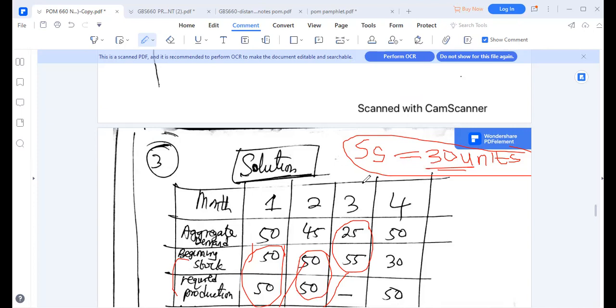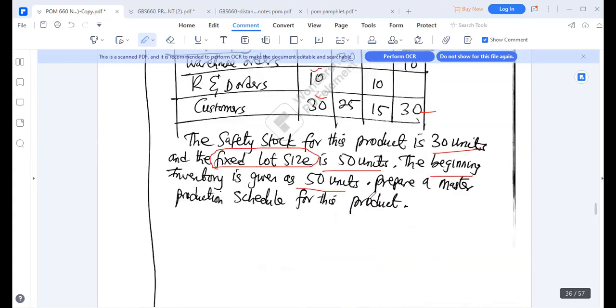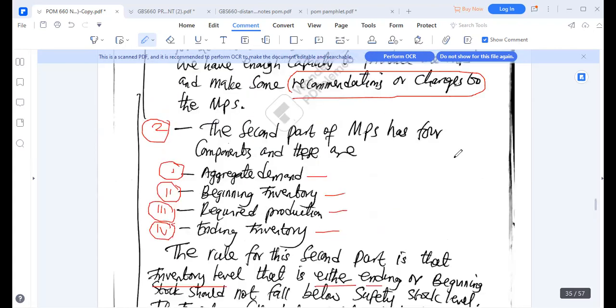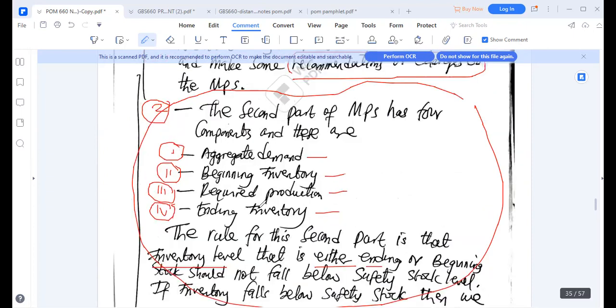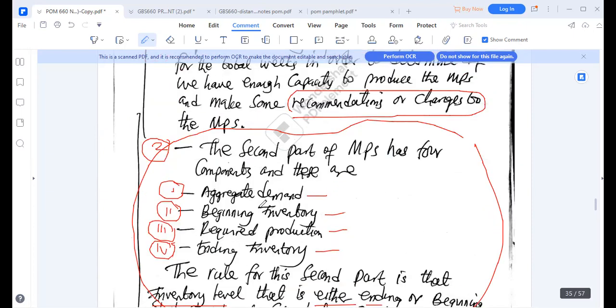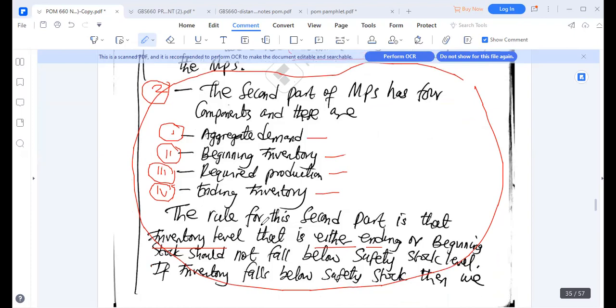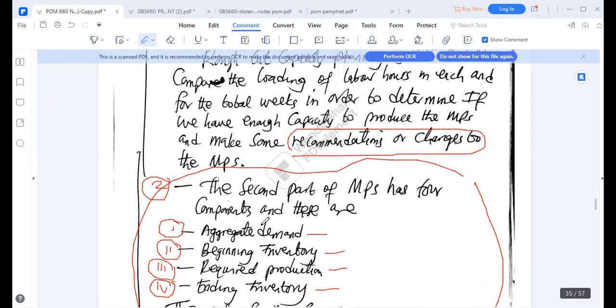So this is the second part of the master schedule, which has 4 components. The rule for this second part is that the inventory level, either ending or beginning, should not fall below the safety stock levels. If that happens, then we require production. I emphasize this second part is very important, that you really need to understand, and you need to go through this second part of the master schedule.